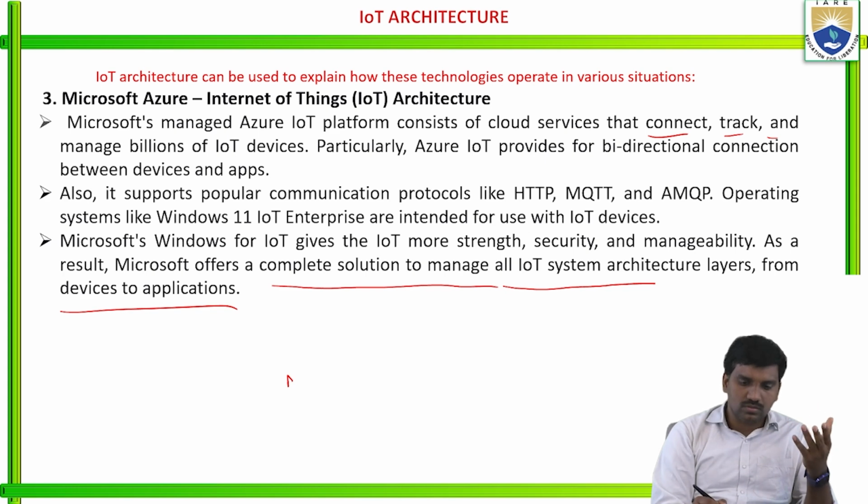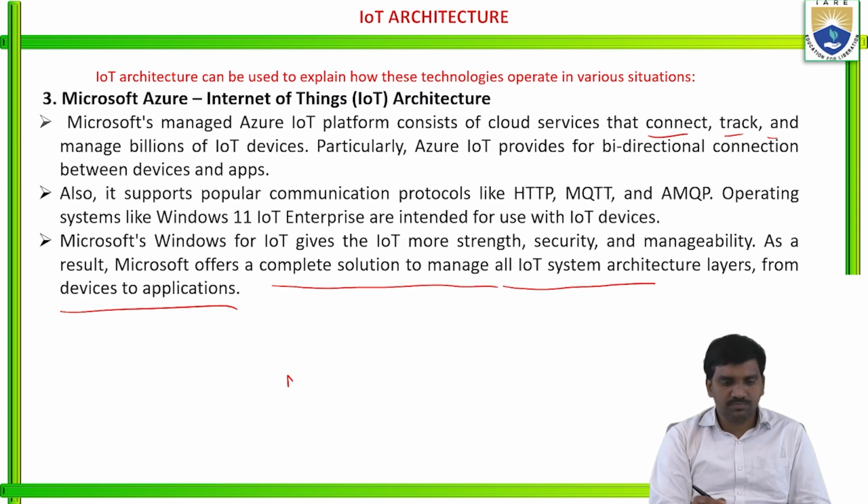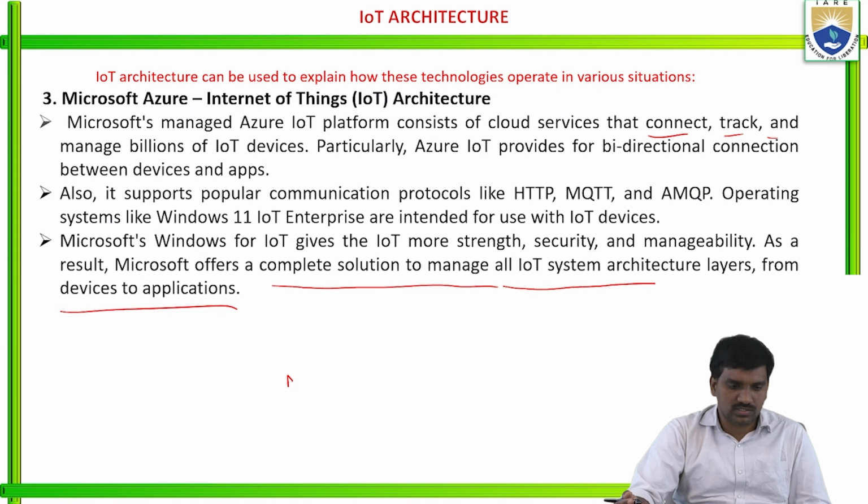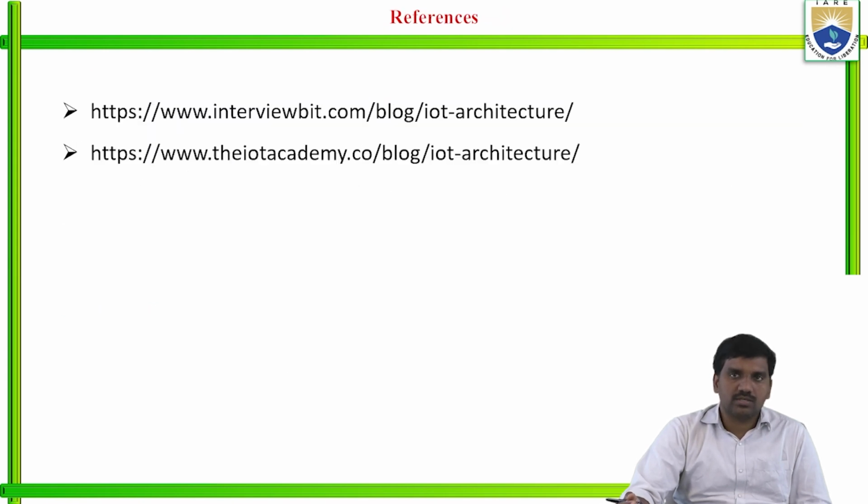So this is how IoT technologies can protect movements in various different kinds of situations. These are the parts of IoT architecture. We will continue with the next class.